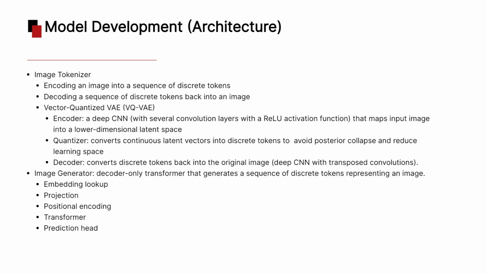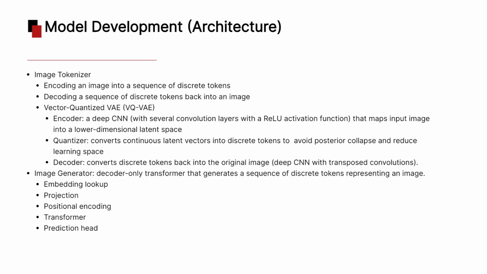C. Positional encoding. Since transformers have no inherent spatial awareness, we add 2D positional encodings flattened into a 1D order so the model knows where each token belongs in the image grid. D. Transformer blocks, stacks of multi-head self-attention layers, 12 to 48 layers depending on scale. Causal masking ensures tokens are predicted autoregressively, left to right in the flattened sequence.